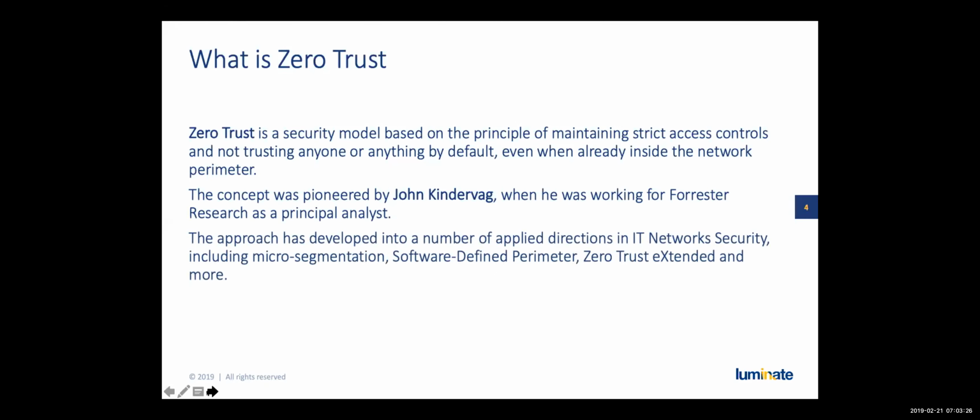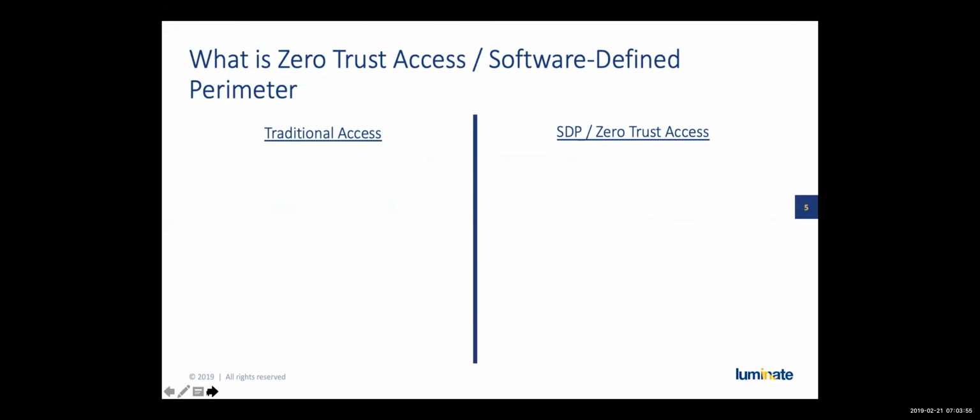His approach has since, and it's been almost a decade, developed into a number of applied directions. Things that many of you, I guess, are familiar with, like micro-segmentation of your data center networks, software-defined perimeter, and continuous frameworks such as zero trust extended or continuous adaptive risk and trust assessment. All of them are actually based on the very principles coined and pioneered by John years ago.